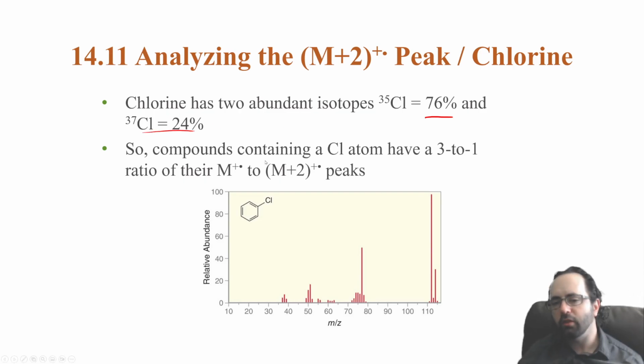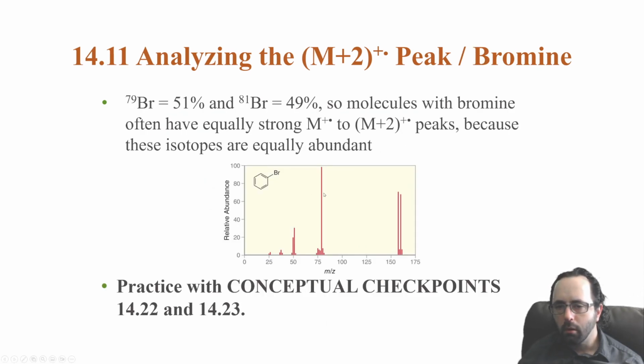So that's one thing you want to check for early as well. If you have an M plus 2 that is almost the same height, slightly less, 51 to 49%, that's an indication of a bromine atom.